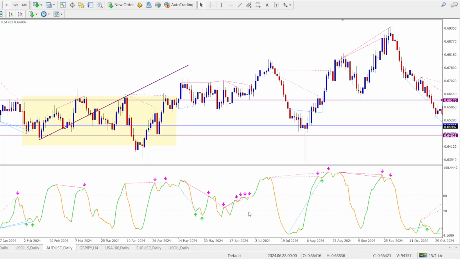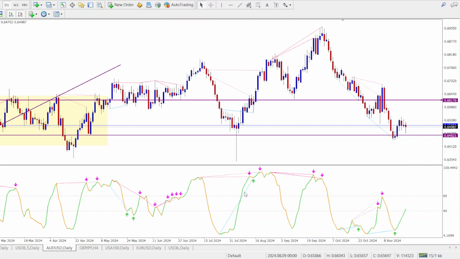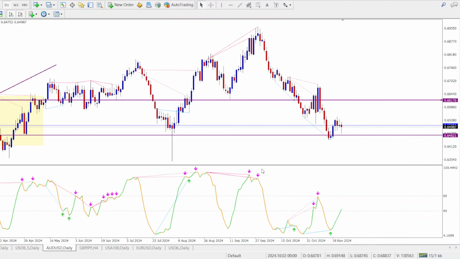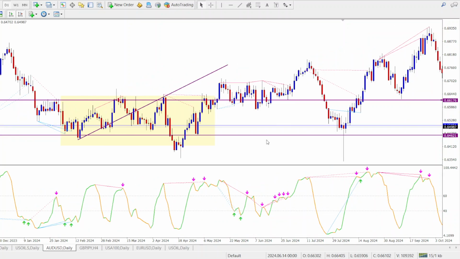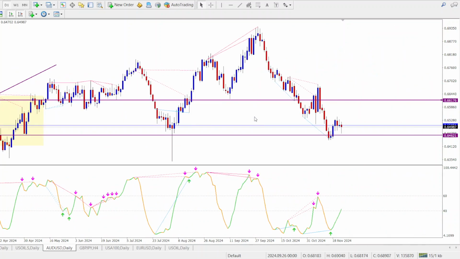You can use it to spot divergence signals. You can use it to spot reversal points. All right, and when making use of this indicator, please always use your trend lines, always use your horizontal support and resistance levels so that you can get additional confirmation.